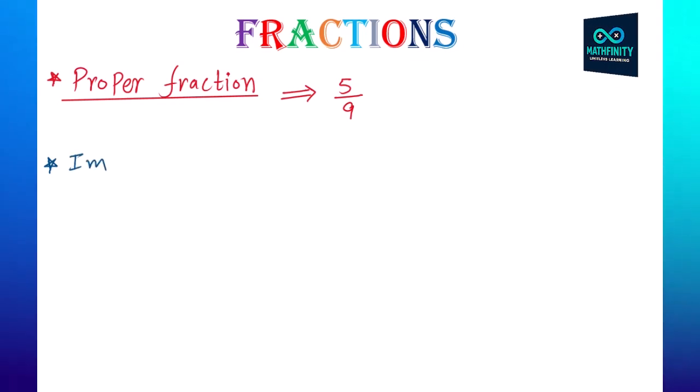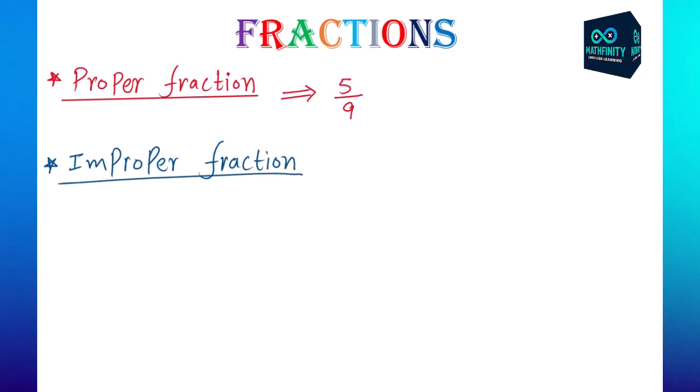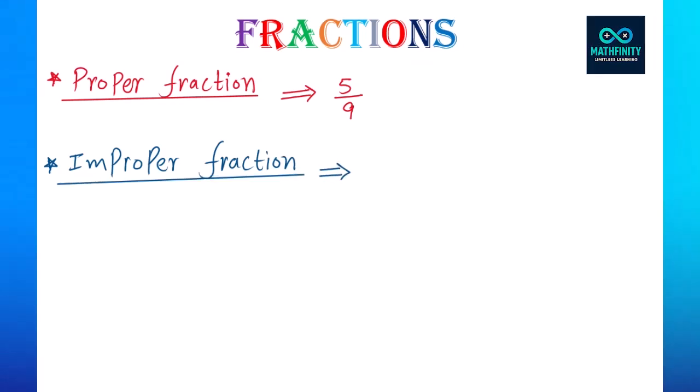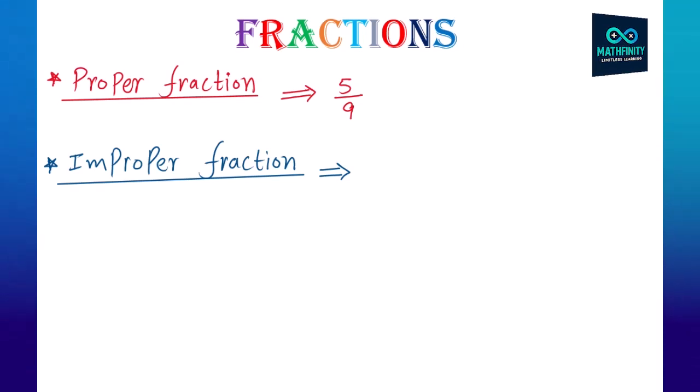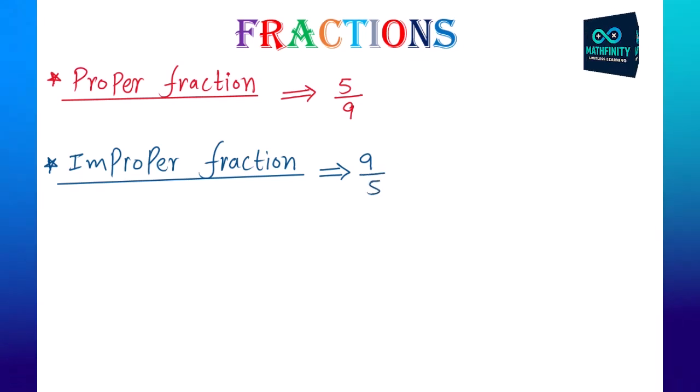The opposite of this. Improper fraction, when you will see the numerator value is bigger than the denominator. The opposite of the above one, we can take 9 over 5. This is called improper fraction.